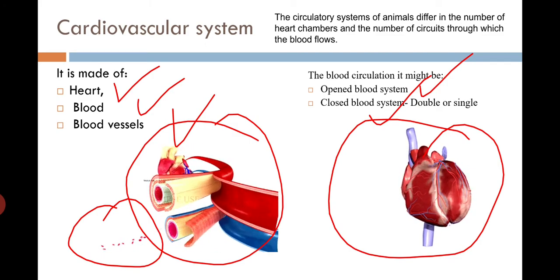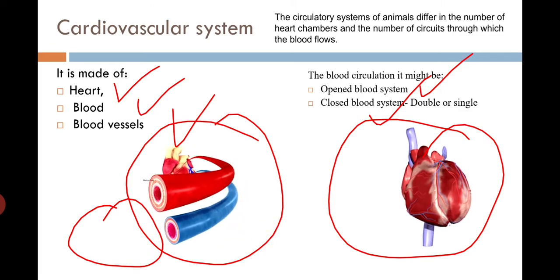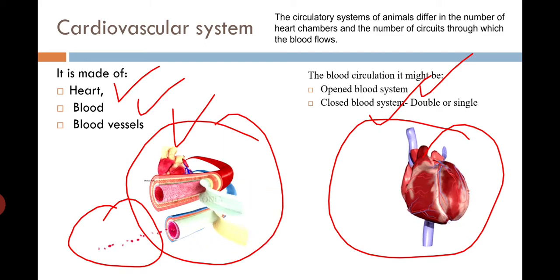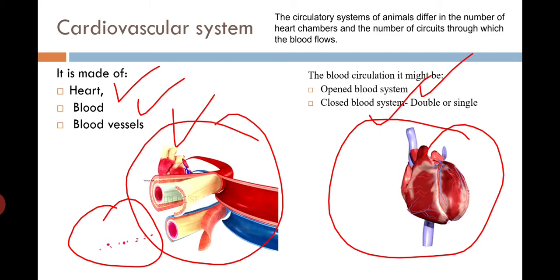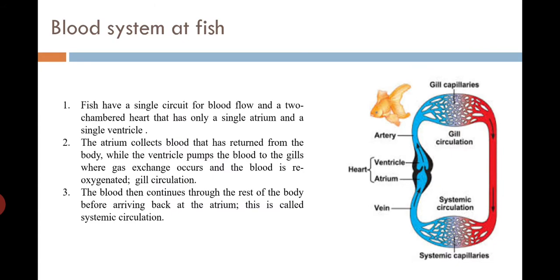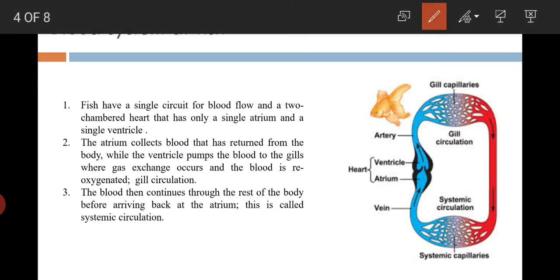The blood system of animals differs in the number of heart chambers and in the number of circuits through which the blood flows. Now let's see each of them. First of all, let's discuss the blood system of a fish. Fishes have a closed blood system.